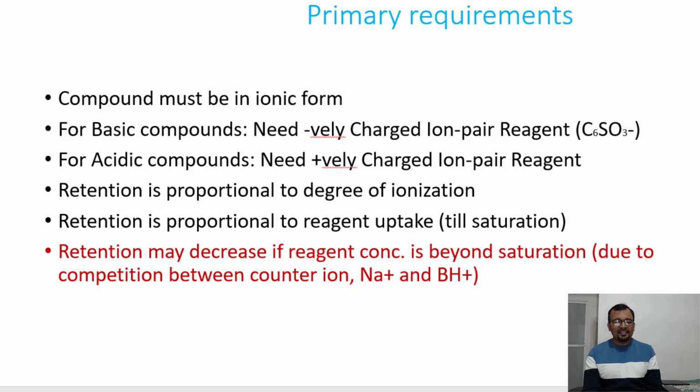And as there is a greater amount of interaction, there will be longer retention. The next point is retention may decrease if reagent concentration is beyond saturation due to competition between the counter ion, that is Na plus, and BH plus. So if you oversaturate the column with the ion pair reagent, you may find a reduction in the retention time, because now there are many sodium ions available in the mobile phase and on the column, and the sodium ions can compete with BH plus, and because of that you may find a decrease in the retention. So understand the saturation of the ion pair reagent and decide the concentration accordingly.